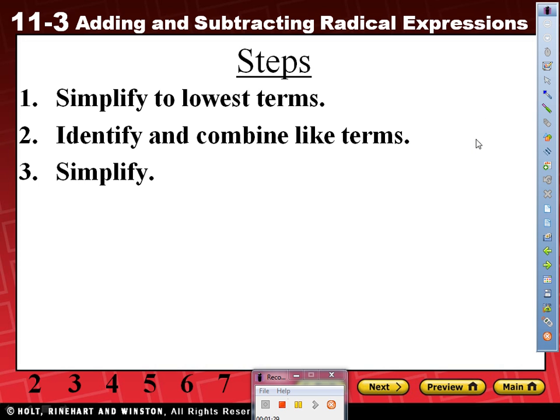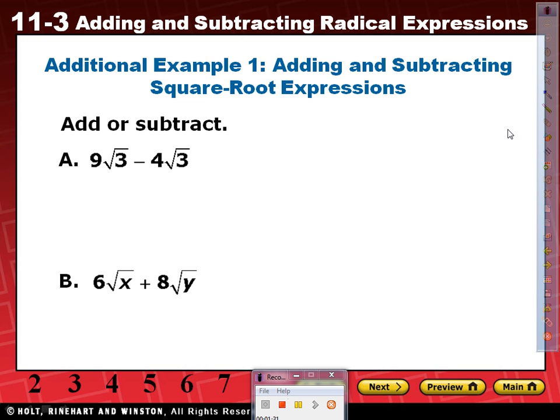So here we go. Copy this down. Example 1, A and B. It says add and subtract. Copy that, please. We have for A, 9 square root 3 minus 4 square root 3. The second one is 6 square root x plus 8 square root y.